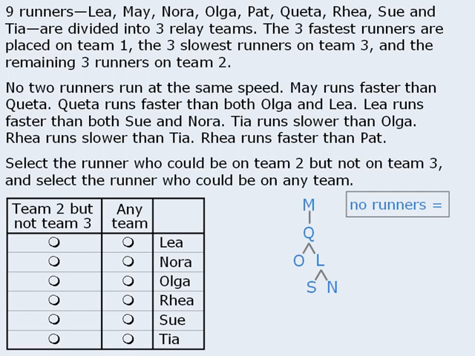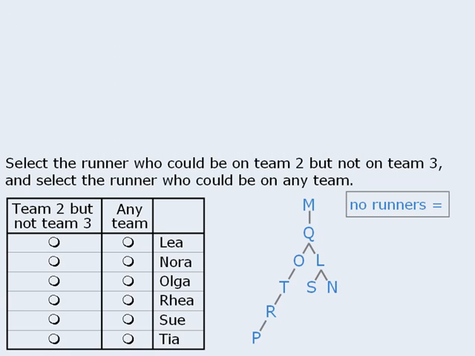Alright, moving along, next we're told that Tia runs slower than Olga, so we'll place Tia beneath Olga, like so. Next, Ria runs slower than Tia, so we'll place Ria here. Finally, we're told that Ria runs faster than Pat, which means we'll place Pat here. Okay, at this point we've summarized all of the given information, so we should be able to complete the tasks without referring back to the given text.